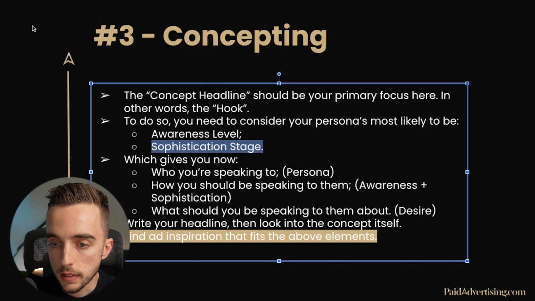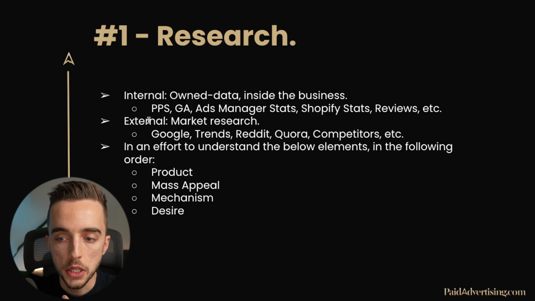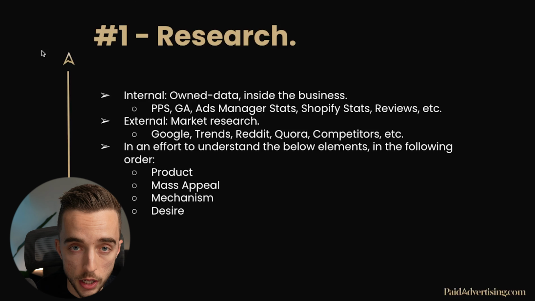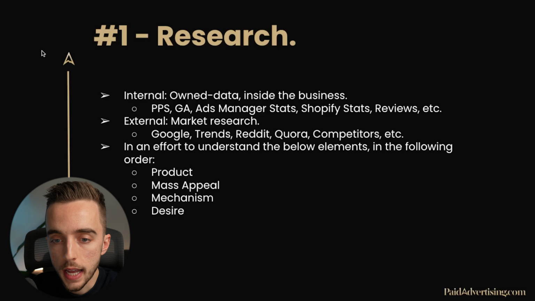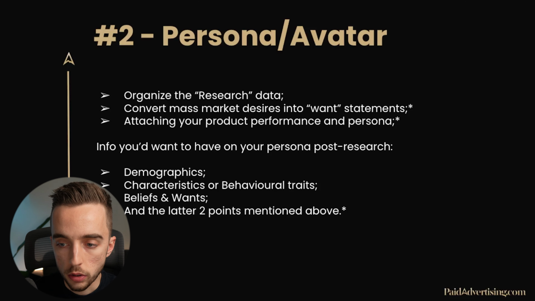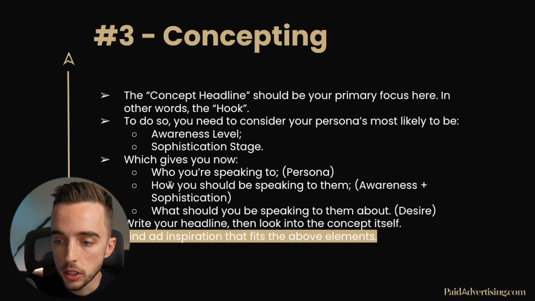Now, sophistication stage, which again, through your data, especially mostly external data. So looking through the competition, how many other competitors are out there? How exposed has my persona been to similar solutions or offerings, so on and so forth. Going back to the step 3 right here, which now gives you who you're speaking to. So you have the persona, right? This is the who. Then how should you be speaking to them? So awareness level and sophistication stage.